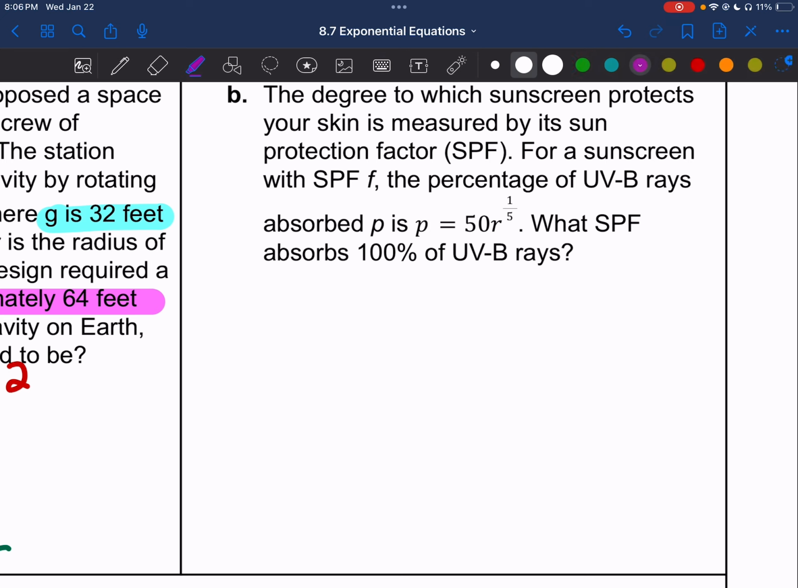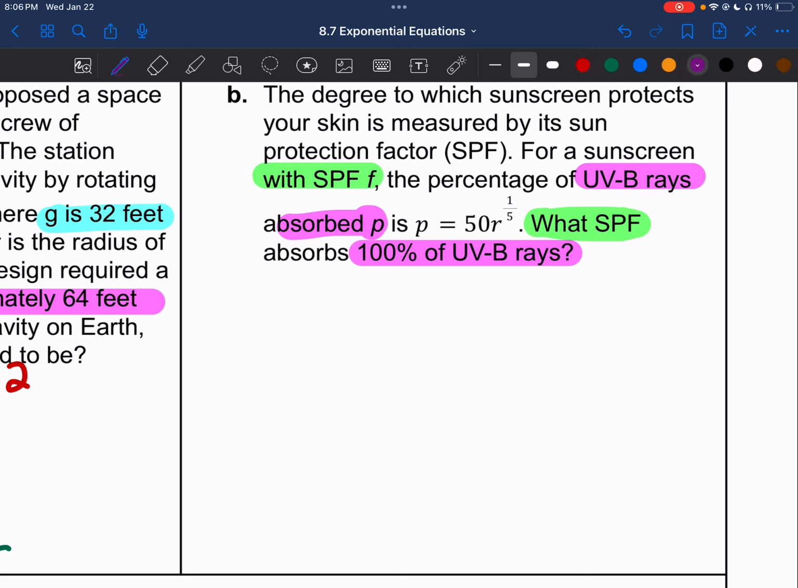All right, important information. SPF is F, right? So that is what we're trying to find. We know that we've got 100% of UVB rays. UVB rays absorbed is P, so we're going to substitute in 100 for P.